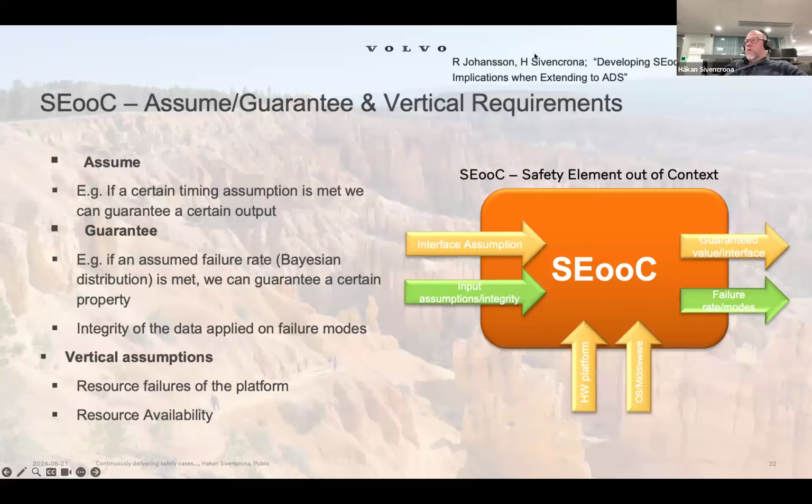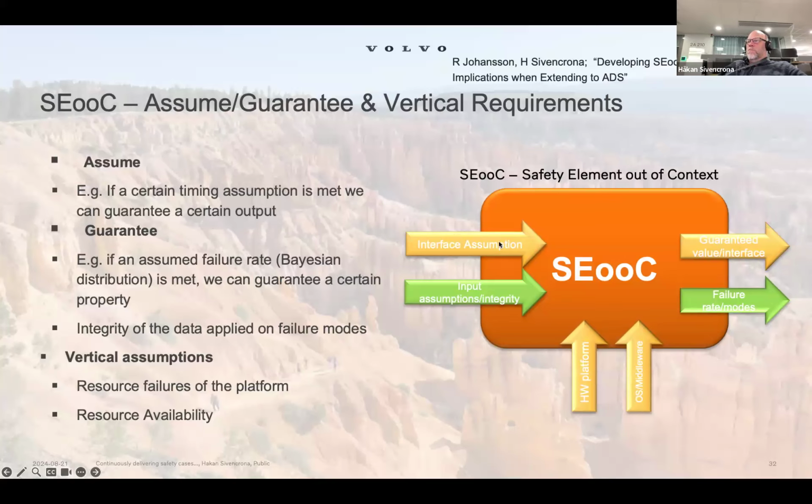So we wrote actually a good paper on developing SEooC, original concept and implication when extending to ADS. Rolf Johansson is the main author of this, so you can look that paper up. It's really good. Assume, if a certain timing assumption is met, we can guarantee a certain output. That's what we want, right?